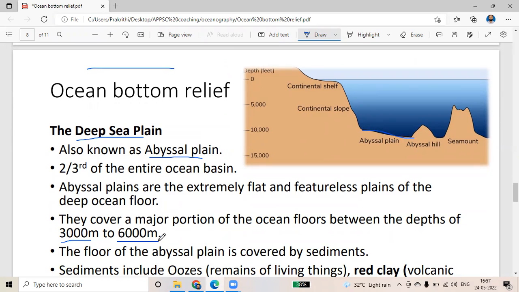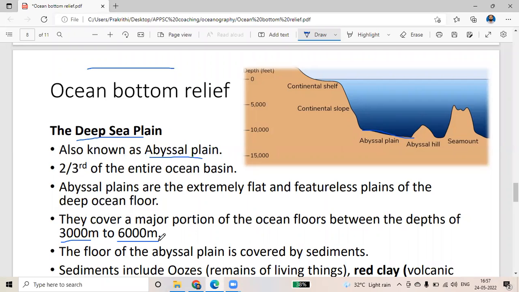So the continental shelf goes up to 150 to 180 meters. Then the continental slope goes from 180 to 3000 to 3500 meters. The continental rise is part of the continental slope, so we don't want to divide it separately. But when we come to the ocean or the abyssal plains, its depth varies from 3000 meters to 6000 meters. So 3 kilometers to 6 kilometers is its depth.